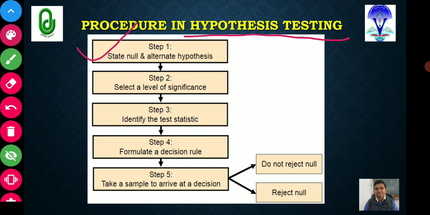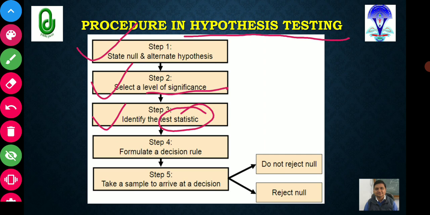Then step 2, select a level of significance. So the second step is that we have to select the level of significance. What is the level of significance, we will be seeing today, and then also in a separate class we will be seeing about the level of significance. Then step 3 is to identify the test statistics. Which test statistics we have to apply also comes under the third step.